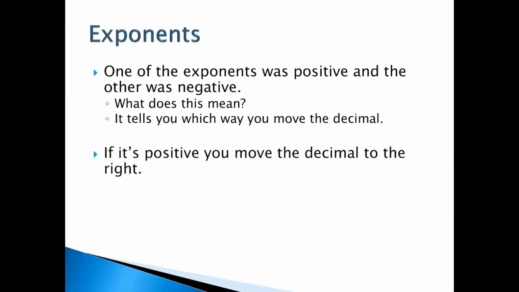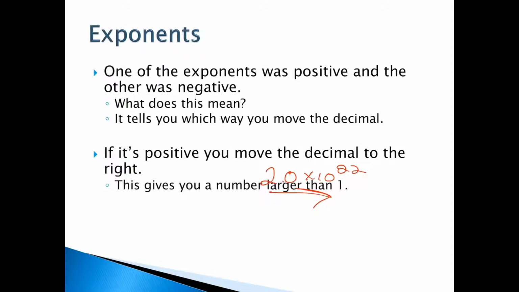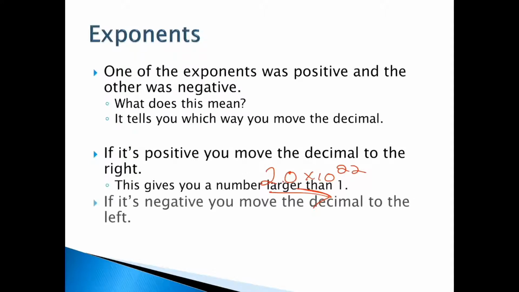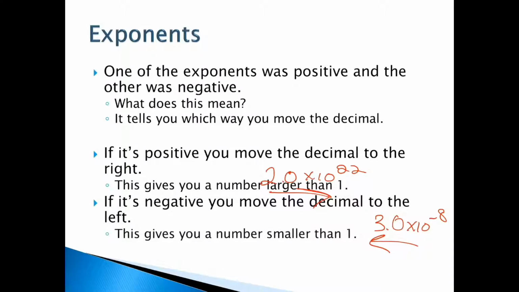So if you have a positive exponent, that means you're going to move your decimal to the right. With our first one, it was 2.0 times 10 to the 22nd. We're going to move our decimal that way, which then gives us a number that'll be larger than 1. If our exponent is negative, that means we're going to move our decimal to the left. So this one, we're going to move our decimal that way, which then gives us a number that's smaller than 1.